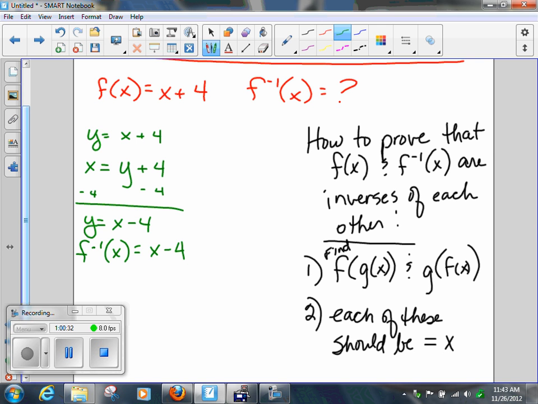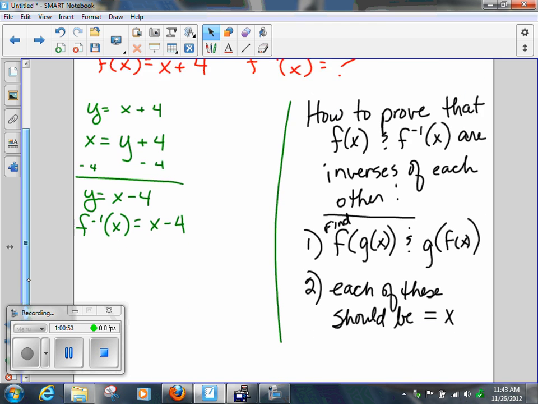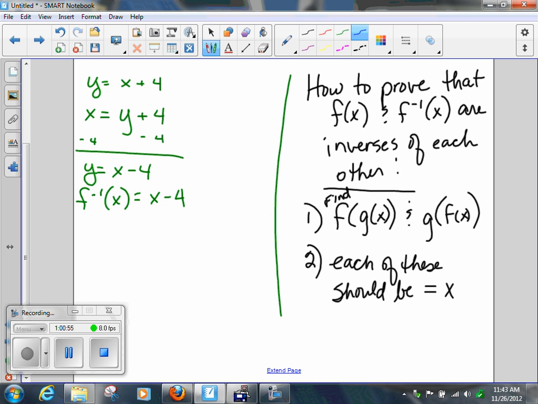Now this says, how do I prove? In order for me to prove, and I've just figured out what the inverse was, are they going to be inverses of one another? Yeah, they're going to be inverses of each other. But now we've got to show it. We've got to prove it. So we've got our inverse here, our original here.